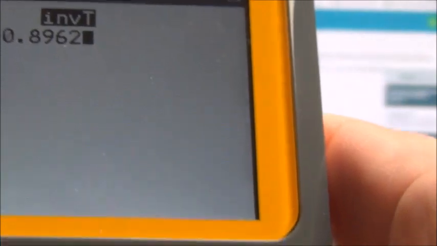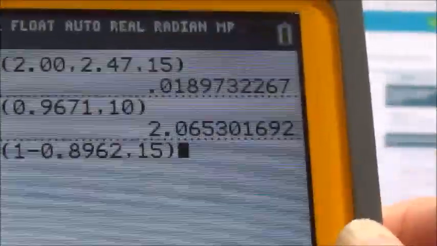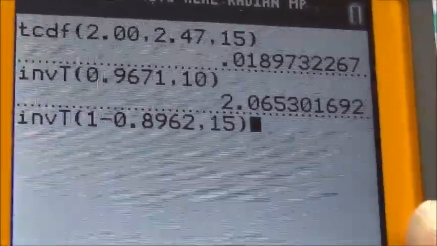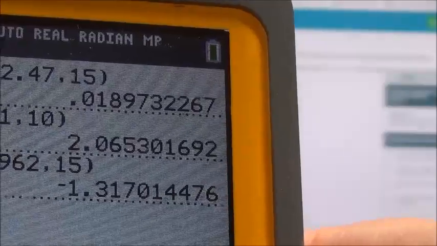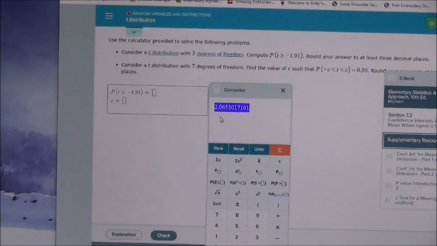My degree of freedom on this one says I'm going to use 15. So I'm going to put 15 in there. You'll see that I have, and when I paste that into the formula, the inverse t, 1 minus the area, and then the 15. If I hit enter then, I have for my t-score negative 1.317.